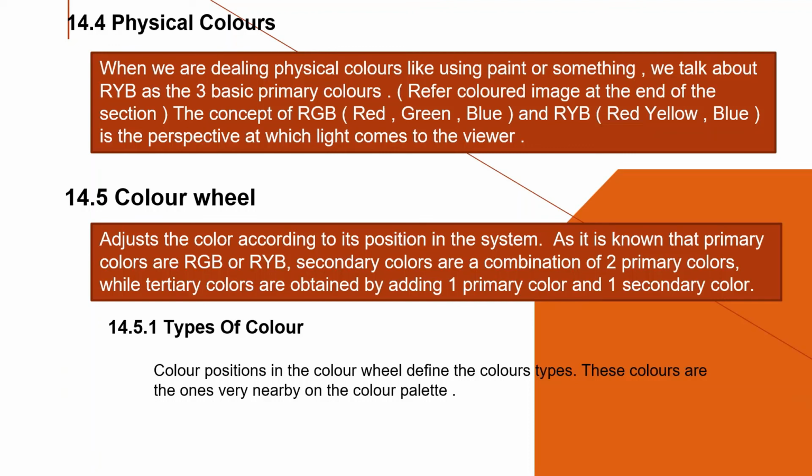Types of colors. A color's position in the color wheel defines the color type. These colors are the ones very near each other on the color palette.